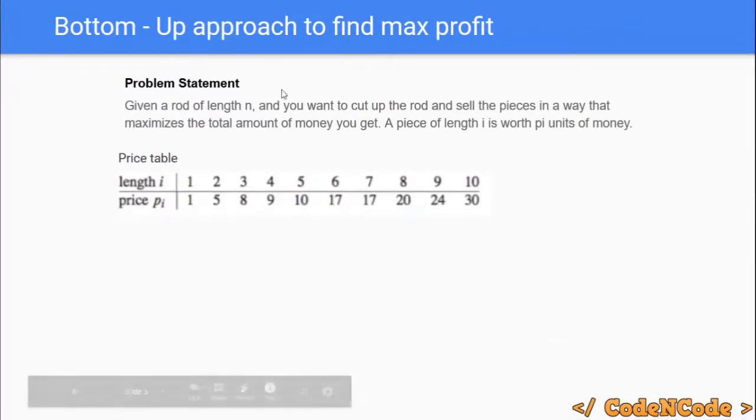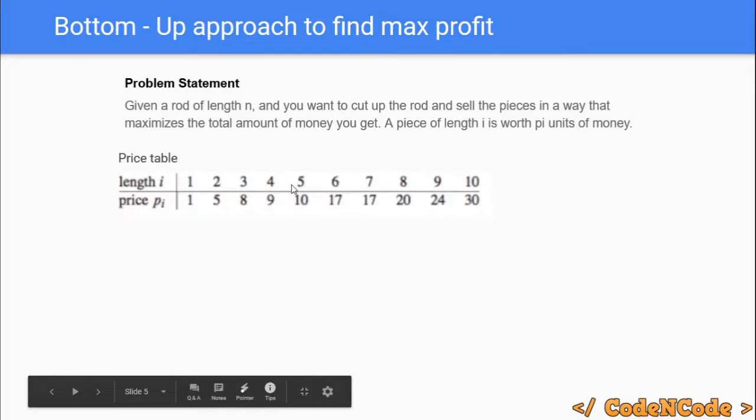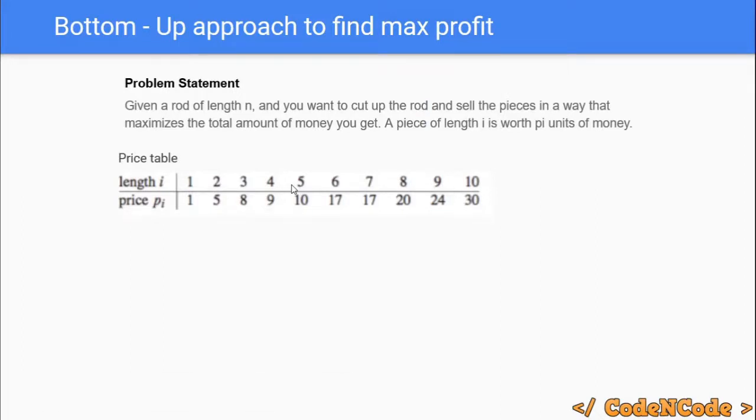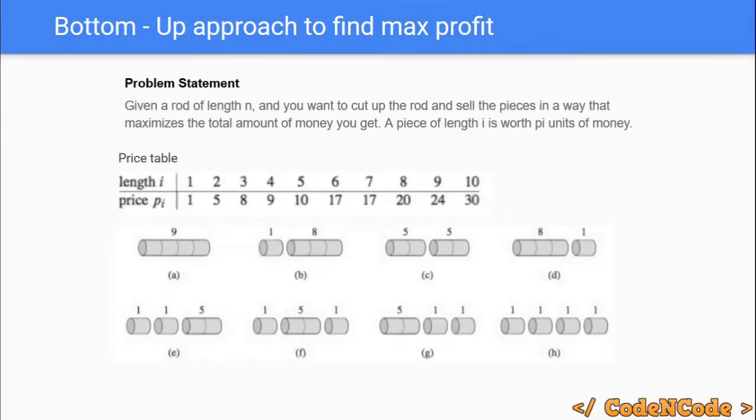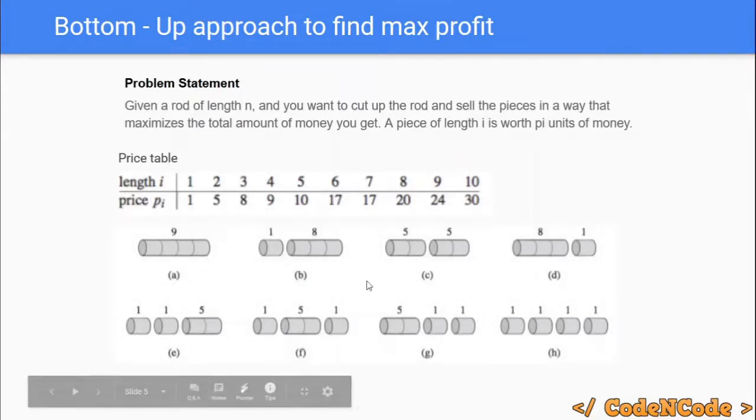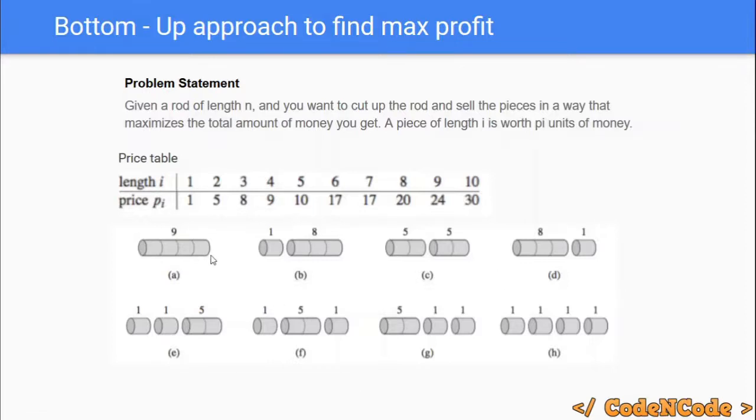Now, this is the same problem statement. This is the price chart, and now if you see, for n equals 4, these are the 8 different configurations possible. You see, if we sell the whole length 4 rod, this would give you a profit of 9. Similarly, if you sell 1 and 3, it would give you a profit of 9, and so on. The maximum profit you can achieve is actually 10. If you sell length 2 and length 2 separately, then you can get a profit of 10 units, and that is the maximum, and that is what we'll be printing, right?